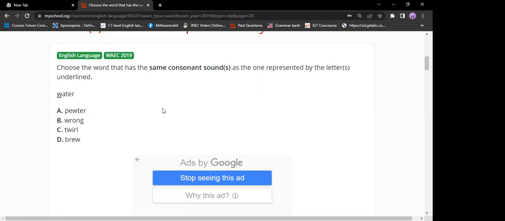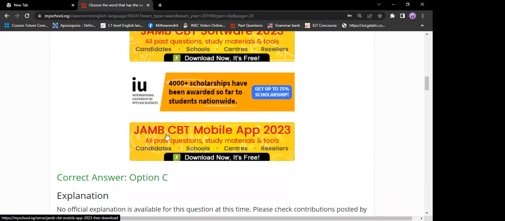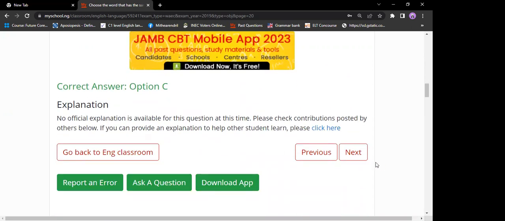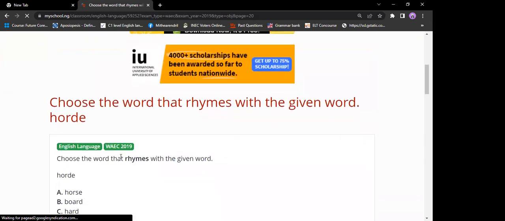So from our options, the first one is pewter. The second option is wrong. The third one is swell. The last one is brew. So from the options here, our answer should be option C. Let's check. We are correct. So let's pick 2 more and we call it a day on this.